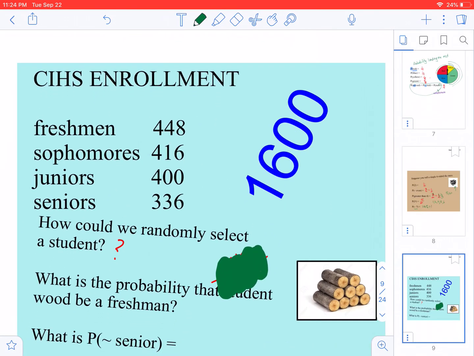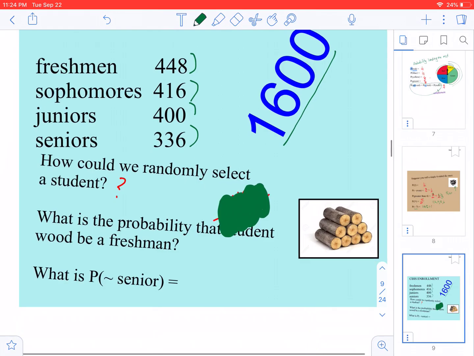Now let's look at CIHS enrollment. This isn't accurate results from this year, but from a previous year. But they're close to the numbers that we currently have. If we have 448 freshmen, sophomores, juniors, and seniors, we add those numbers up, we get a nice number like 1,600. So what is the probability that a student would be a freshman?